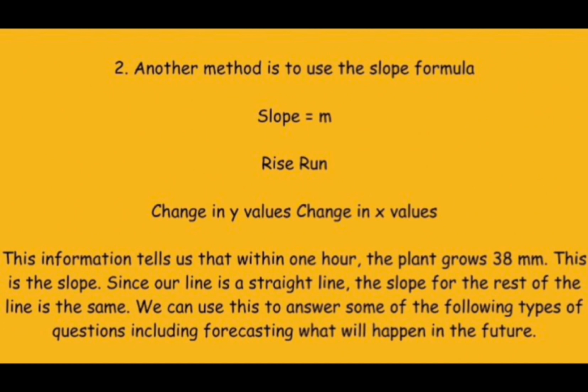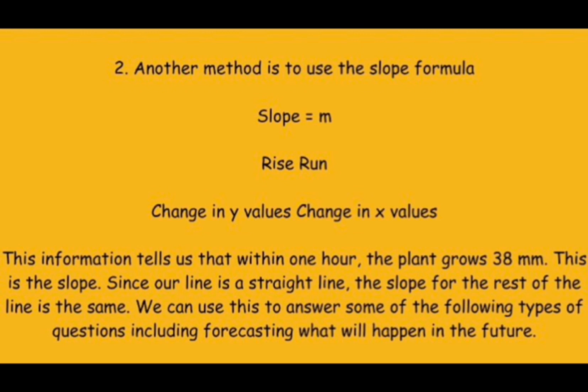Number 2. Another method is to use the slope formula. Slope equals m, rise over run, change in y values over change in x values. This information tells us that within 1 hour, the plant grows 38 mm. This is the slope. Since our line is a straight line, the slope for the rest of the line is the same.